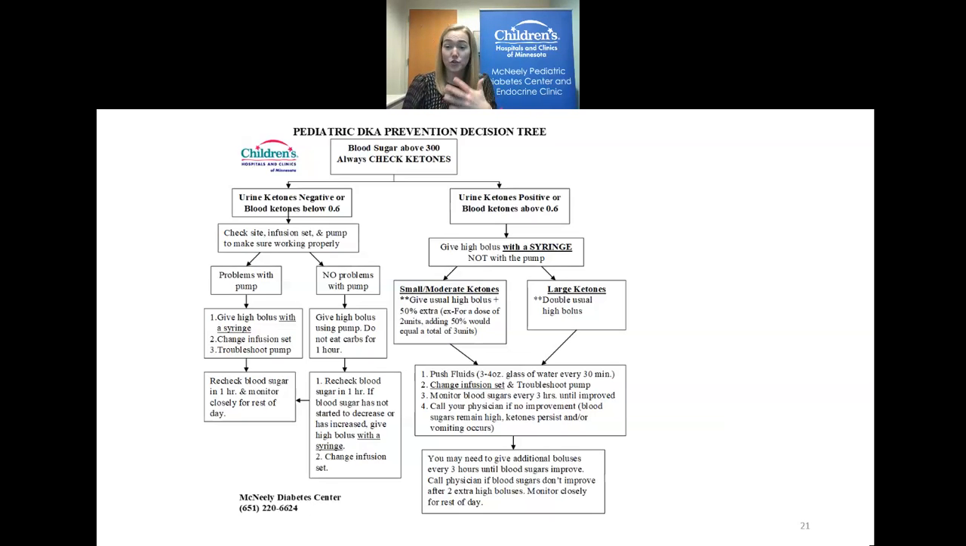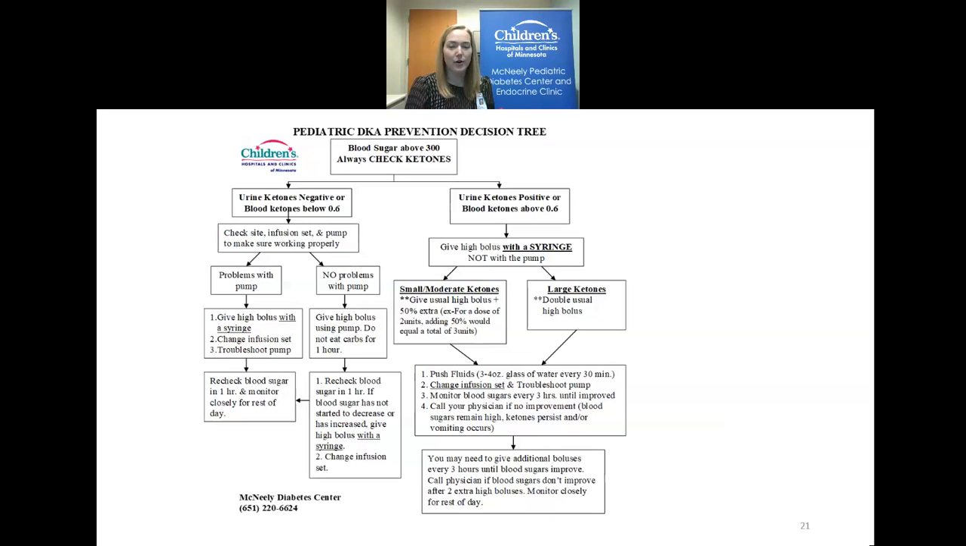If they come back large, we're just going to double the dose. So if your normal correction dose is 2 units, we'll double it, give 4 units. From there, we're going to push fluids because our ketones get released out of the body through our urinary tract. So we need fluids to keep peeing. We also need fluids to keep peeing to check for ketones. So push fluids. We're going to change that infusion site and troubleshoot our pump because we troubleshoot the pump second.